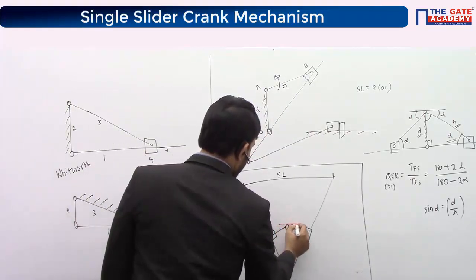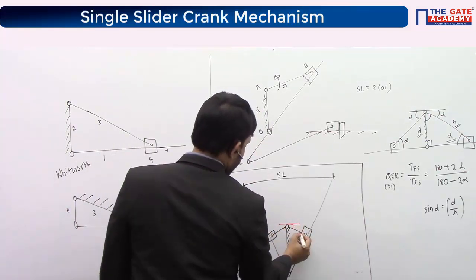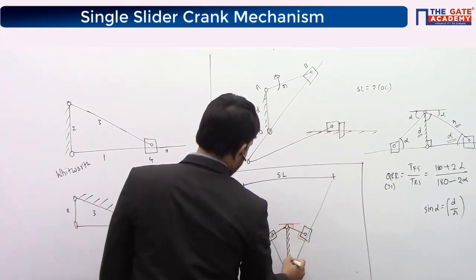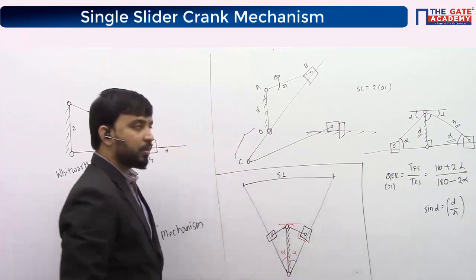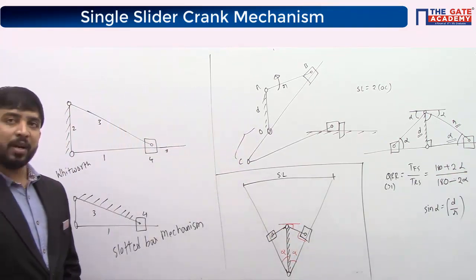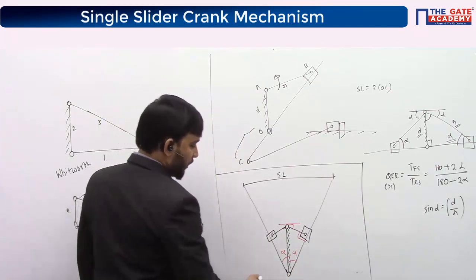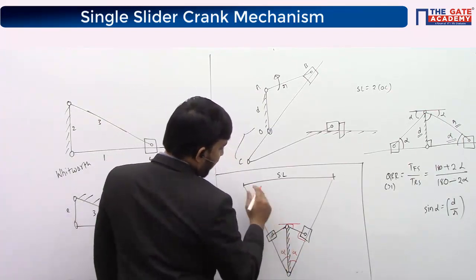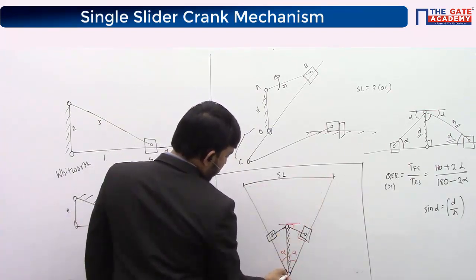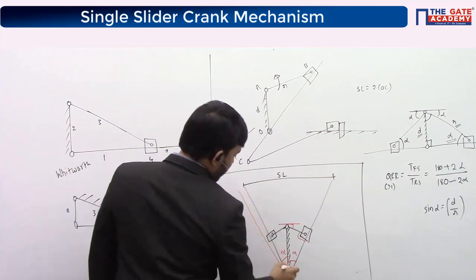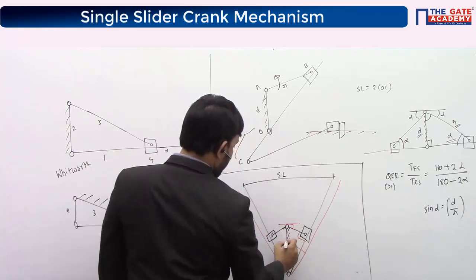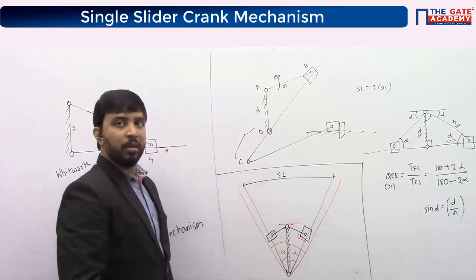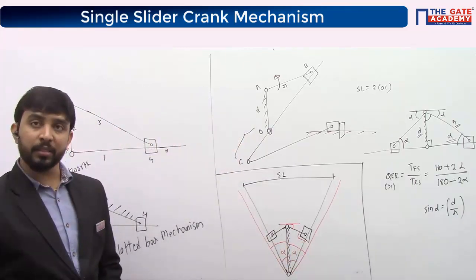If I say this is alpha, this angle is alpha. This angle is 90 degrees, this is 90 minus alpha, and this angle is alpha in slotted bar mechanism. In slotted bar mechanism, if you want to increase stroke length, I have to go like this. If you are increasing stroke length, alpha increases.